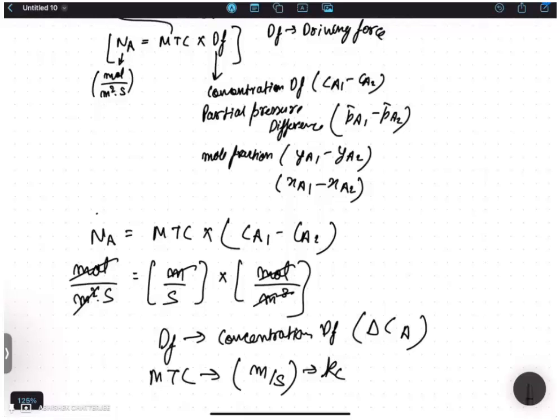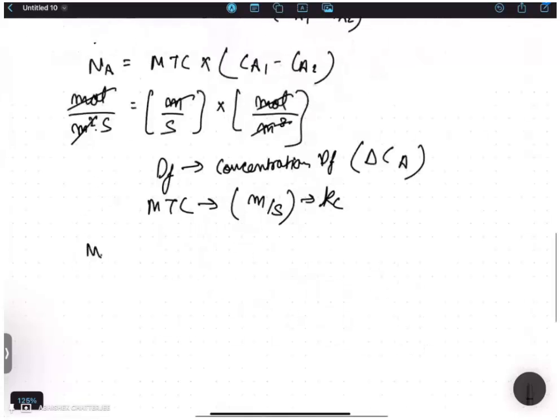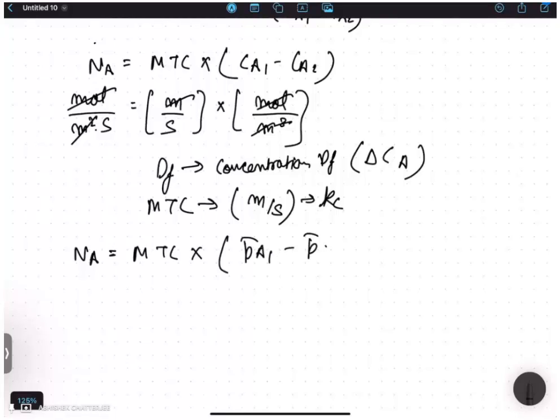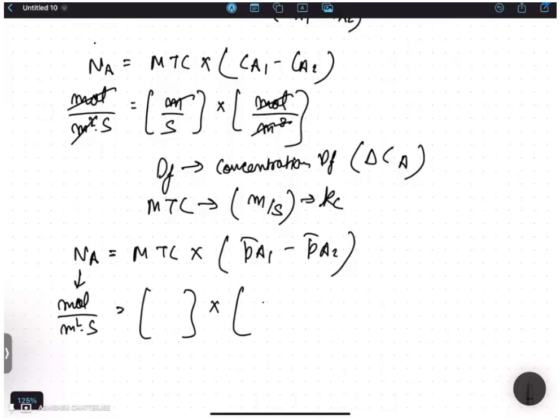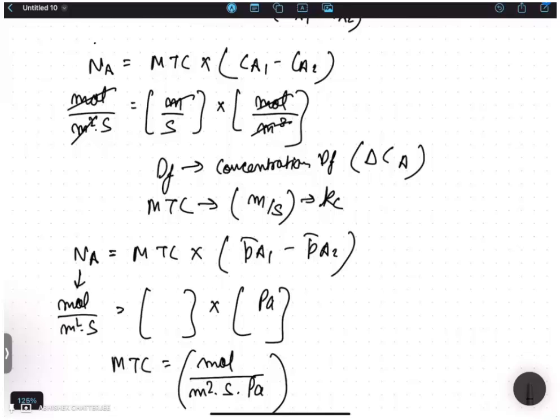Clear? Now suppose you say that I want to use my driving force as partial pressure difference. Okay, so let us take Pa bar 1 minus Pa bar 2. So this again will be mole per meter square second. The unit of the mass transfer coefficient is unknown. What is the partial pressure unit? Partial pressure unit will be Pascal, or bar, anything. Now directly our mass transfer coefficient unit will be mole per meter square per second per Pascal. Clear? So like this you can directly find it.